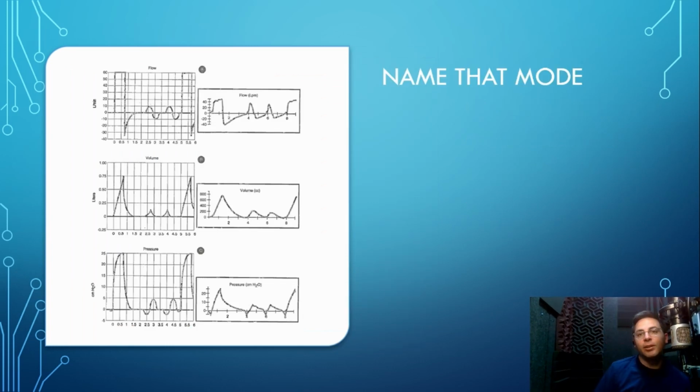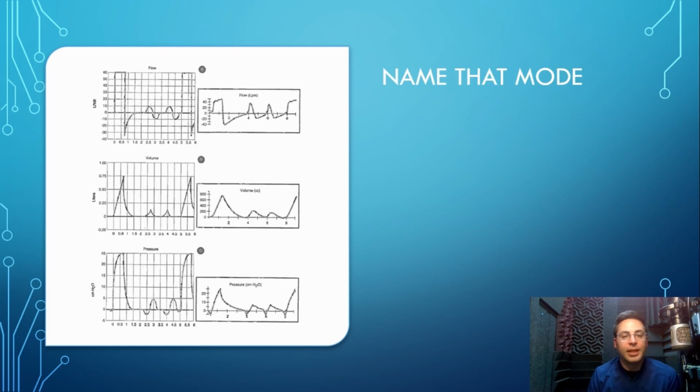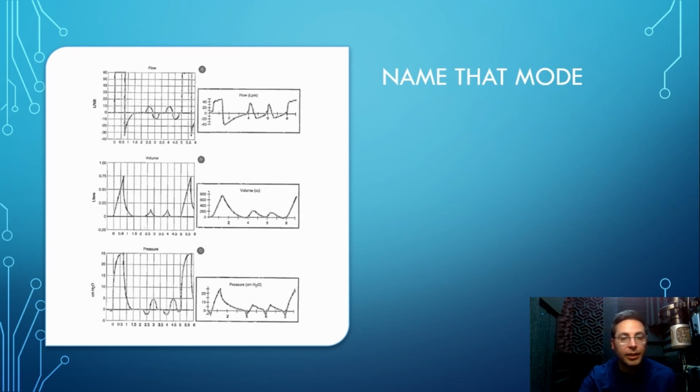Okay, now we're going to play a little game called Name That Mode. And we're going to take a look at these waveforms. We're going to analyze it step by step to see if we can identify what the mode is. Right here, we're going to take it one waveform at a time, taking a look at our flow waveform. First thing I notice is that the flow waveform is square. At least this flow waveform is square. This one is not. These two are decelerating. Okay, that tells me right off the bat that these are machine-given breaths and these are spontaneous breaths.